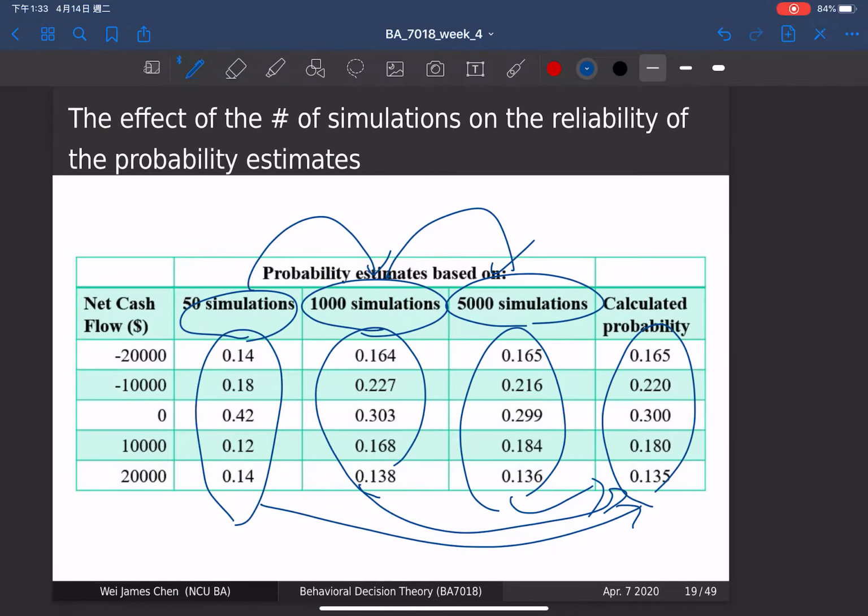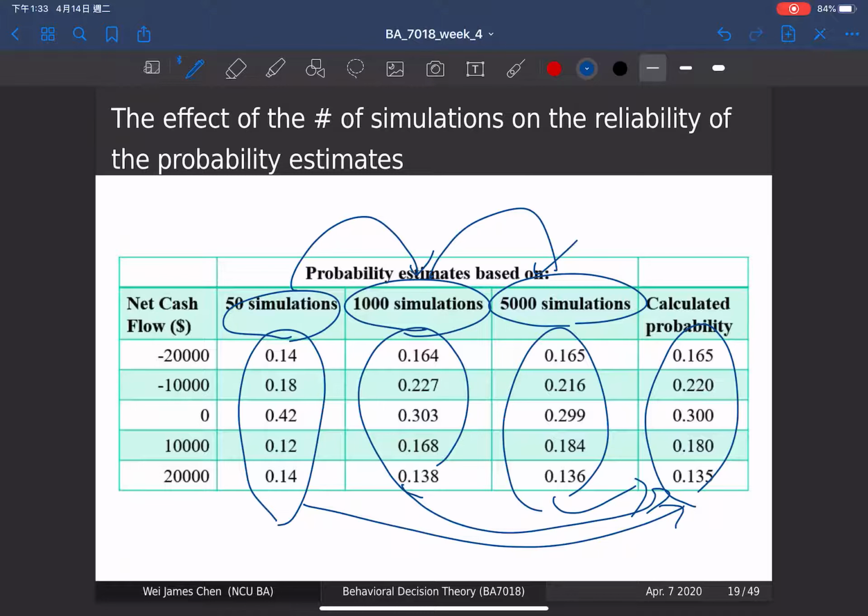Anyway, the effect of the number of simulations on the reliability of the probability estimates is easy. The more simulations you have, the more reliable it is.